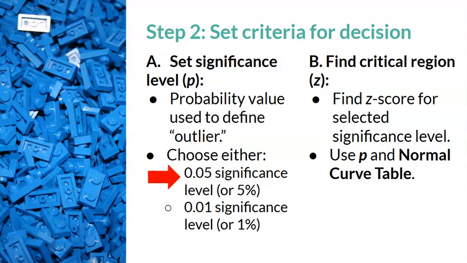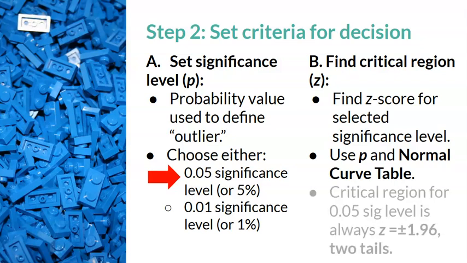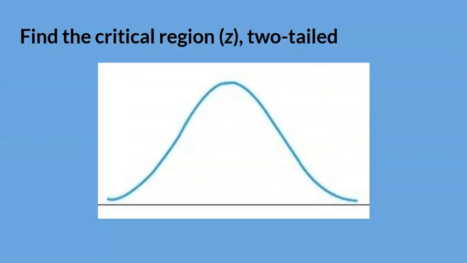Now, the next slide will demonstrate why the critical region for a 0.05 significance level will always be Z equals plus or minus 1.96 two-tailed. So let me explain why that is.